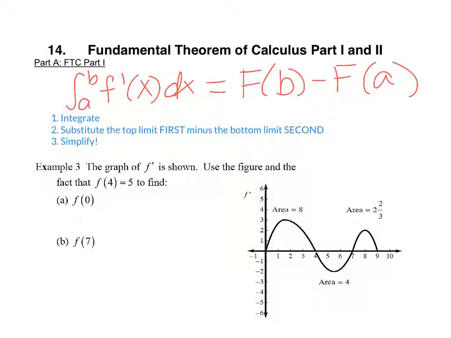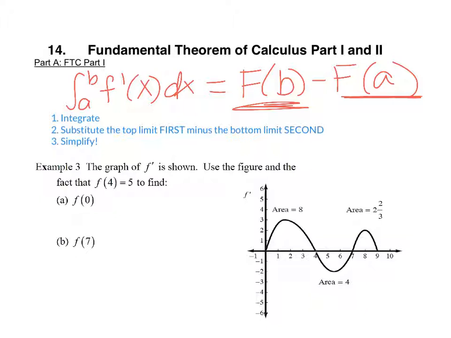Okay, so when you're doing the fundamental theorem of calculus, think about it in terms of steps. First you have to integrate, then you have to substitute the top limit first, so find f of b, and then find the bottom limit, f of a, subtract those, and then step 3 is to simplify.